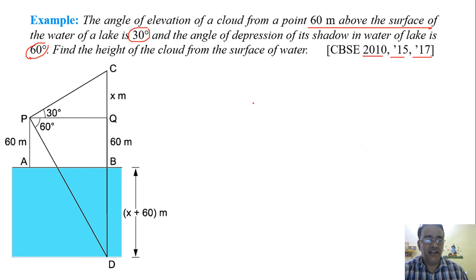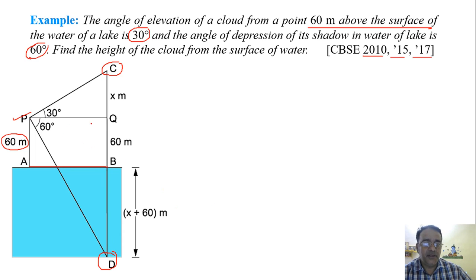Okay, so here AB is the surface of the lake, and P is the position of observation, such that AP is equal to 60 meter, and C is the position of the cloud, and D is its reflection. And we know the reflection property, that the distance of object and distance of image are equal. So BC is equal to BD, right?